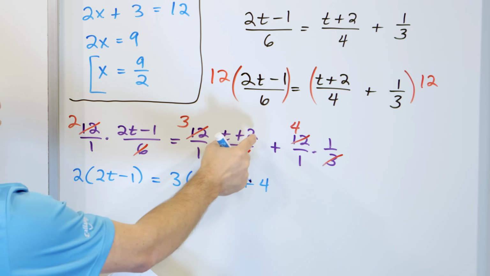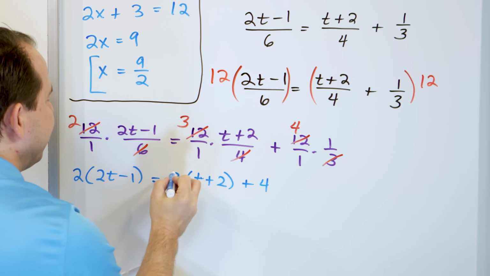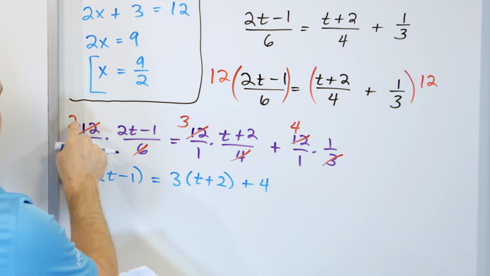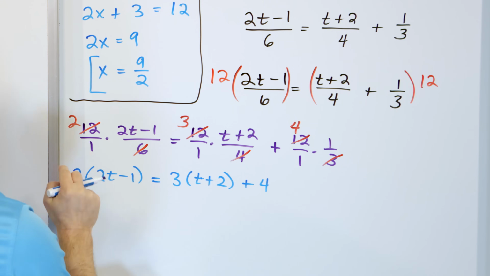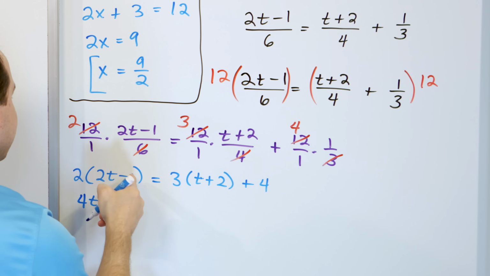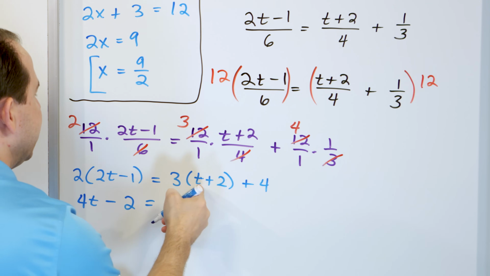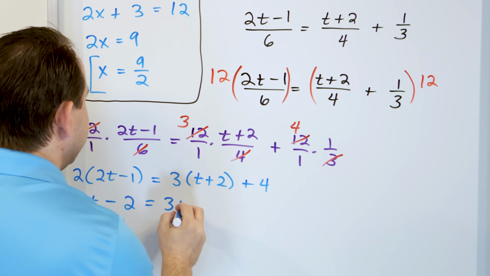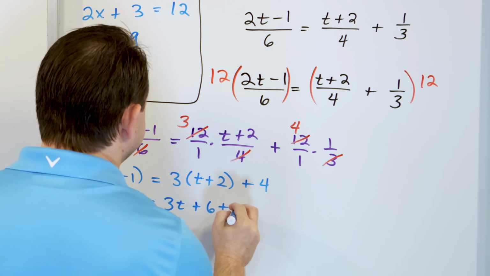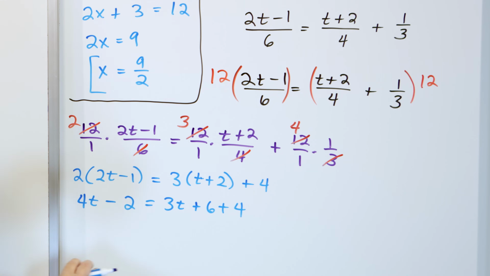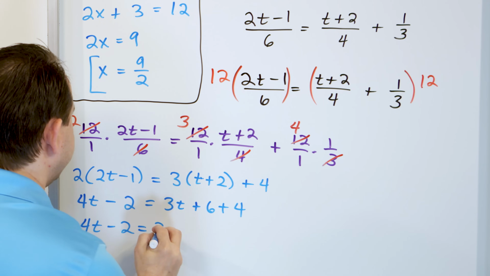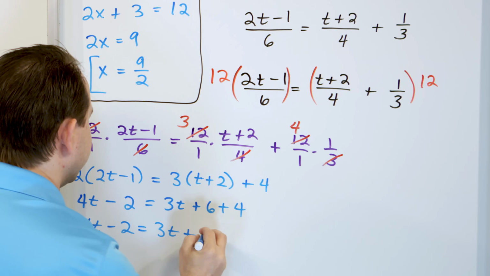You want to be careful to wrap these things in parentheses because you have to distribute the 3 in. When you say 3 times this term, you have to distribute it in. 2 times this term, you have to distribute it in. So in the next step, 2 times 2t is 4t, minus 2 times 1 is 2, equals 3 times t is 3t, plus 3 times 2 is 6. Then I have the plus 4. All right? So let me simplify the right-hand side. 4 times t minus 2 is equal to 3 times t plus 6 plus 4 is 10.